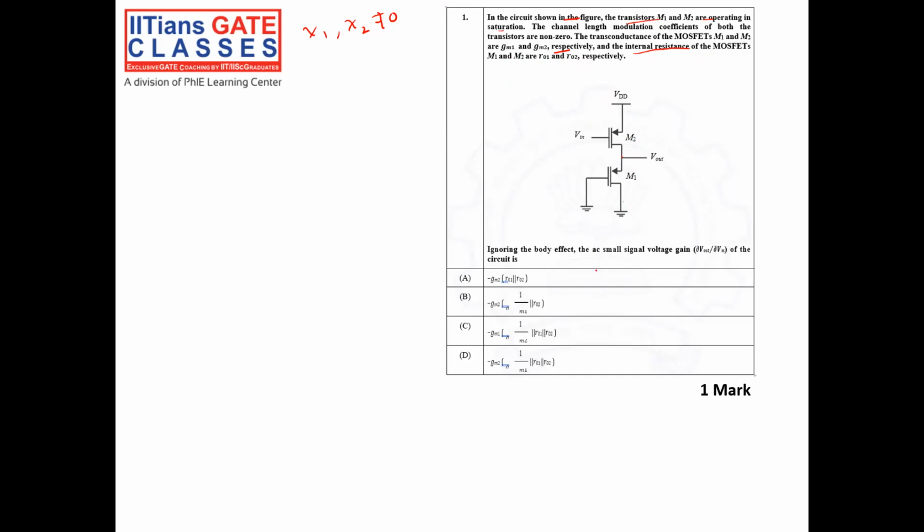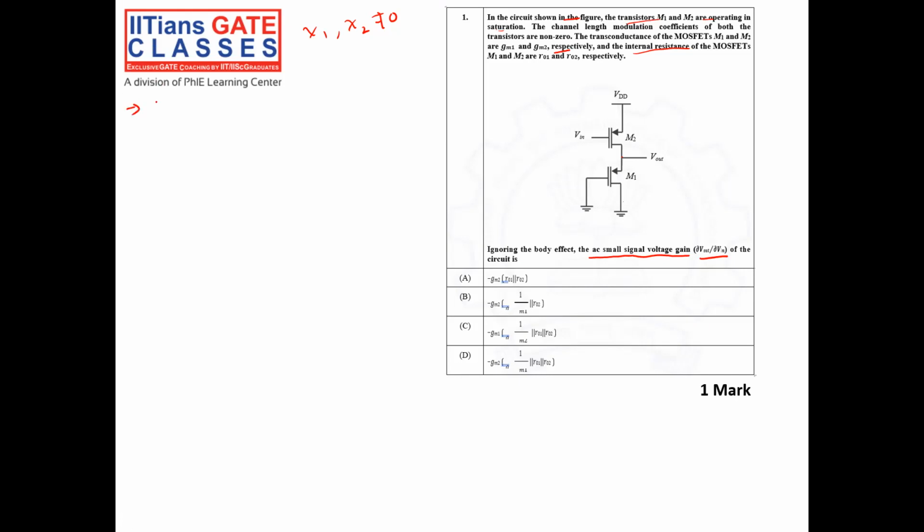It is asked to find out the small signal gain, dV out by dV in. Since it is a 1 mark question, we shall solve it in 30 seconds. First I will tell you how to solve it in 30 seconds, then we will see the detailed solution. So let us go to the first step.